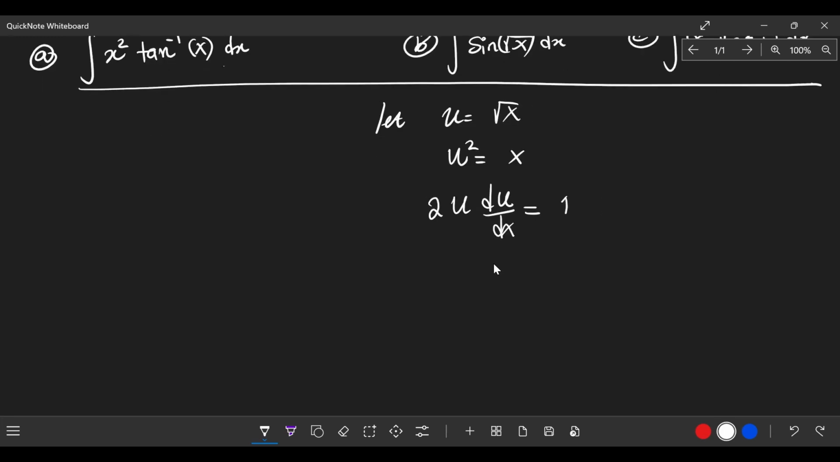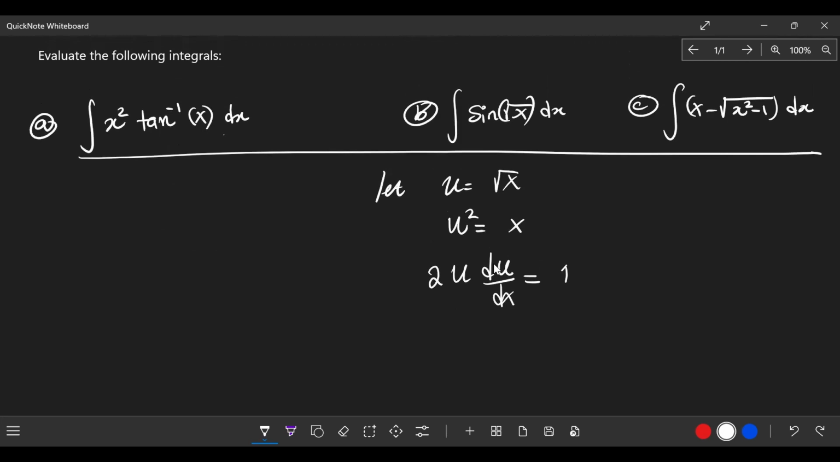I don't want to see anything that has to do with x here. So even dx has to go, isn't it? I'm going to make dx the subject here. If I make dx the subject, I'm going to have dx equals 2u du.